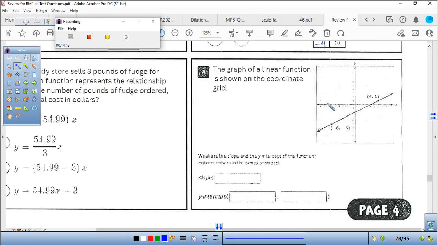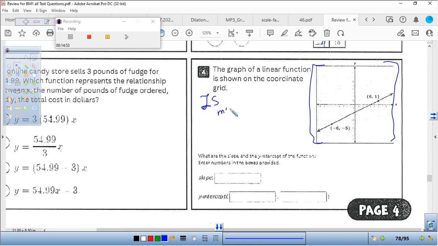On this one here, again, once you see a coordinate grid, once you see 2 points, you better think of lists and spreadsheets, and then menu 4, 1, 3. Look down at the answers. What is the slope and y-intercept of the function? Okay, enter the numbers in the boxes.